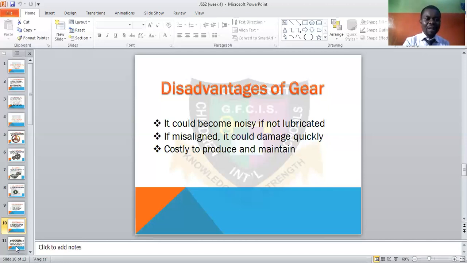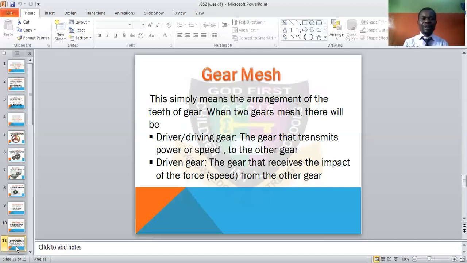Then we need to look lastly at the gear mesh and uses. Gear mesh is the arrangement of gear teeth, that is when the teeth of one enter into the teeth of the other one. That is the mesh we're talking about. When gears mesh, we have the driver and the driven gear, not conductor. The driver gear is the one that transmits power or speed to the other gear. That is the one on which the power is built.